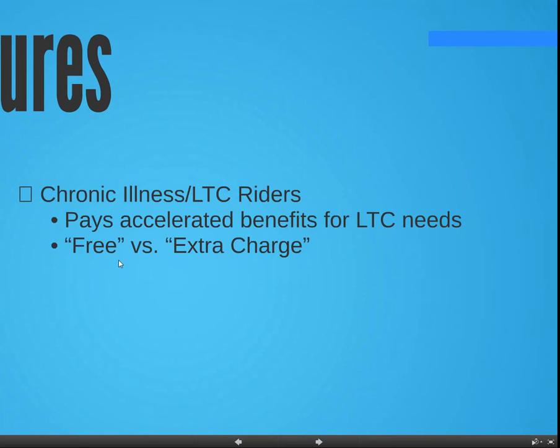So I mentioned free versus extra charge because some of the riders are automatically included. Fine, that's a bonus feature, and it's great. Talk to your client about it. But if it's one of the ones you have to pay extra for, normally about 15%, I would not add it to this type of product.